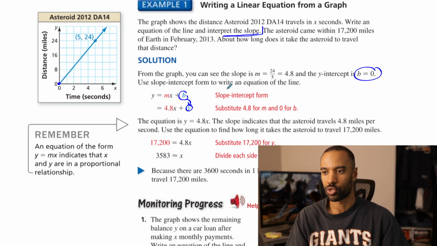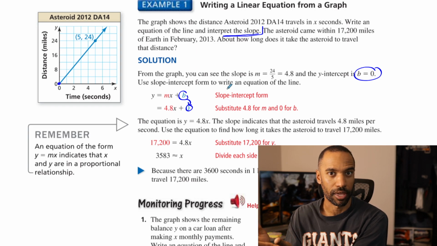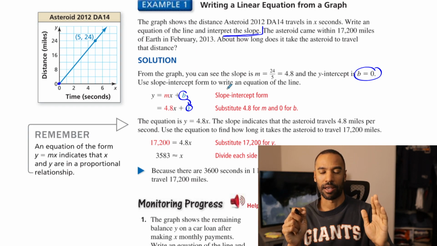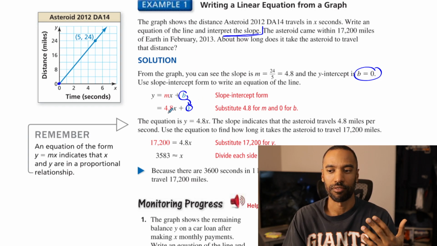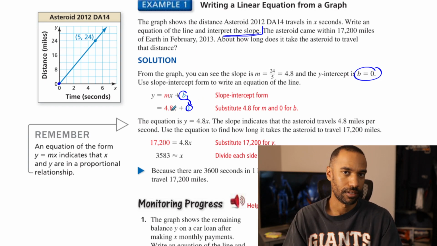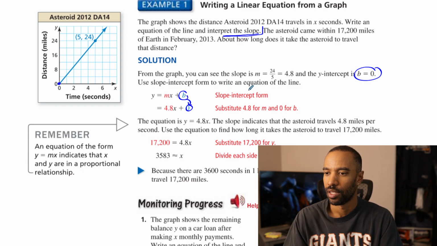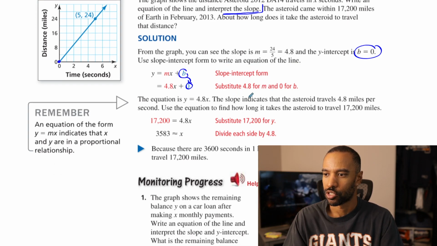So 4.8 is a way of saying, and we have to interpret the slope, by the way. It does travel 24 miles every 5 seconds, but that also means it travels 4.8 miles every 1 second, 4.8 miles per second. So that's where we interpret it. The slope indicates the asteroid travels 4.8 miles per second.